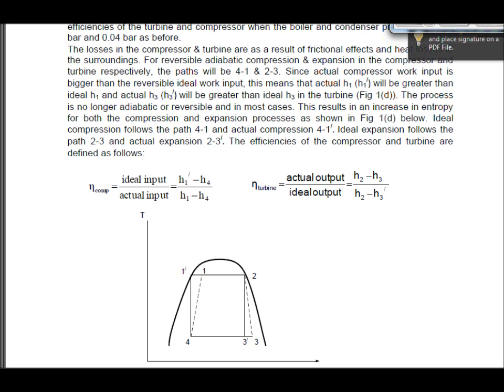So if we look at the turbine one, then if you think about power outputs, the ideal power output of the turbine is going to be higher than the actual power output of the turbine, because in the actual process there's going to be losses and therefore less of a power output. And the biggest value is always going to go on the bottom of the equation. So the efficiency of the turbine is the actual output divided by the ideal output. And the outputs, if we express them in terms of changes of enthalpy, it's going to be H2 minus H3 over H2 minus H3 dash, where H3 dash is our ideal enthalpy at exit from the turbine.